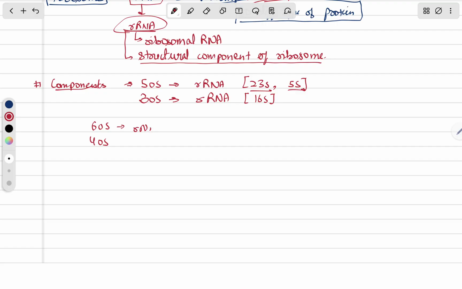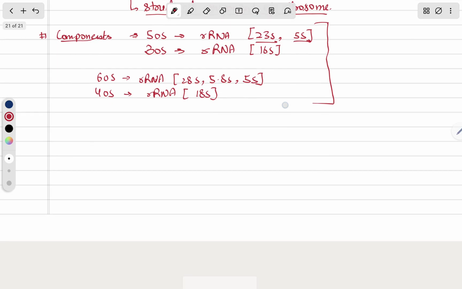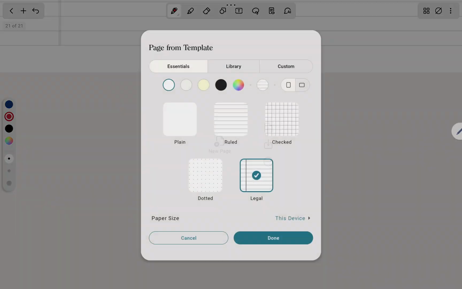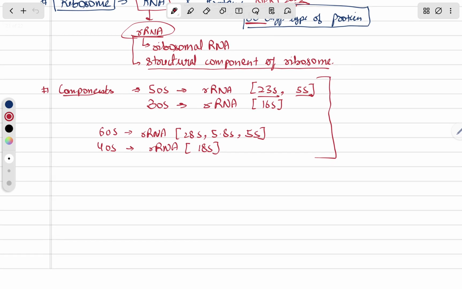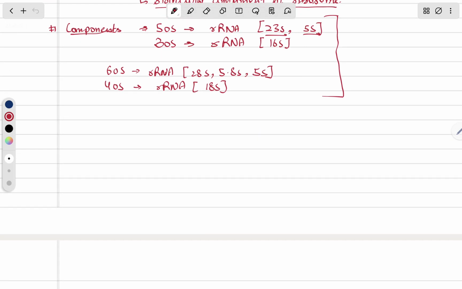The 60S type of subunit is composed of rRNA 28S, 5.8S and 5S, and 40S is composed of 18S. So these are the types of rRNA which are involved in the structural component of ribosome, right? So that is all about the structural form of ribosome. And now we'll discuss the functions of ribosome.